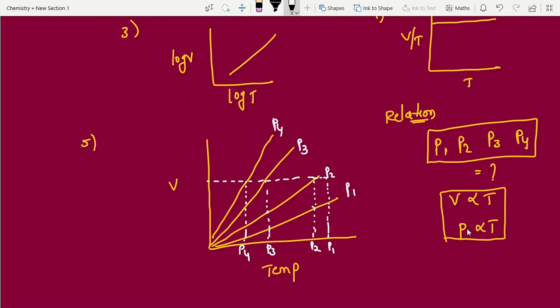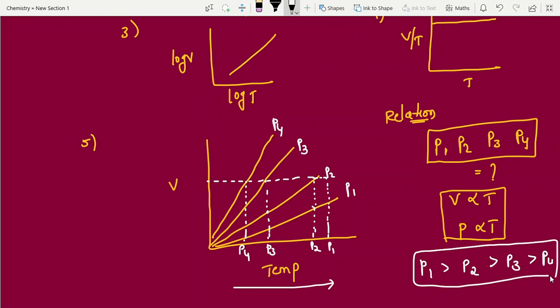So what I said here, pressure directly proportional to temperature. As we move left to right, what happened? Temperature increases, so pressure also increases, because pressure is directly proportional to temperature. So which is greater now? Here this is low value, next low value, next low value, higher value P1. What is the relation? P1 greater than P2 greater than P3 greater than P4. That's it. This is the relation between P1, P2, P3, P4.